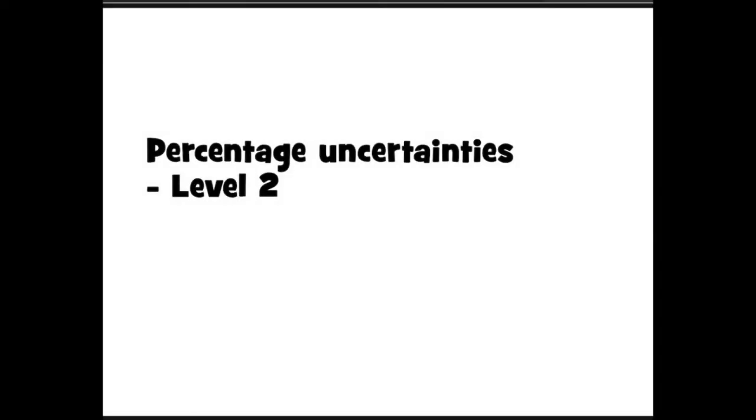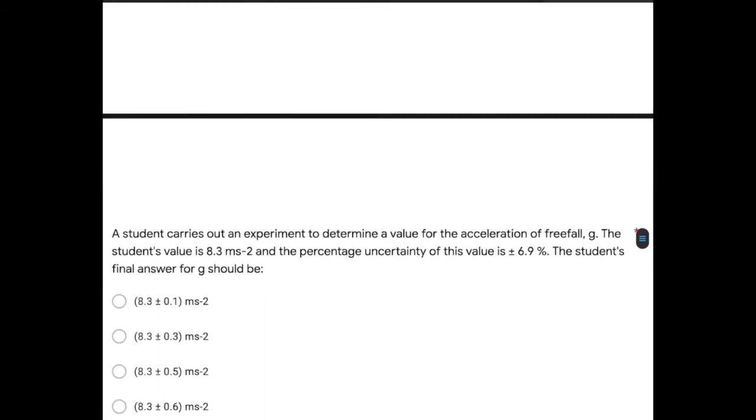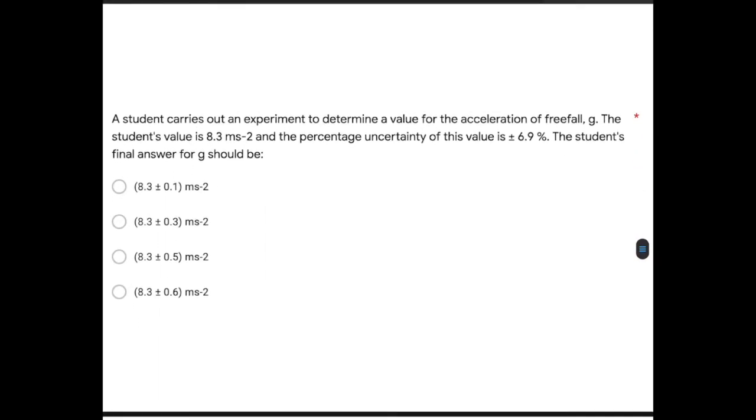Level 2 then looks at the relative uncertainties. Remember, the percentage uncertainty makes it relative. How significant is it as a proportion of the size of the value that it relates to?